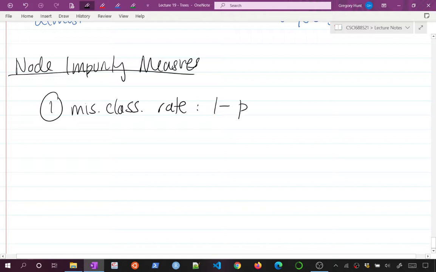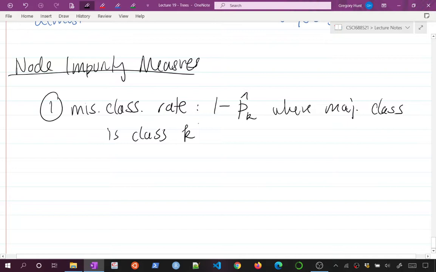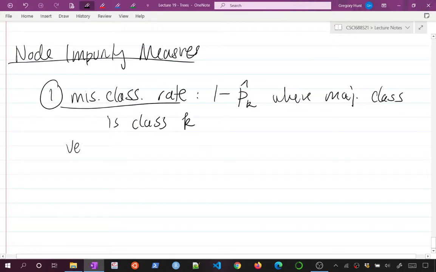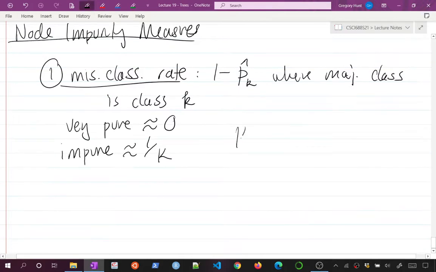Which is 1 minus pk hat, where the majority class is class, let's say, k. So that's just the percentage of things that are predicted wrong if we were to make that split in our training data. So if it's very pure, this should be approximately 0. Not very pure, this will be approximately 1 over K, something like that. Here, capital K is the number of our classes.